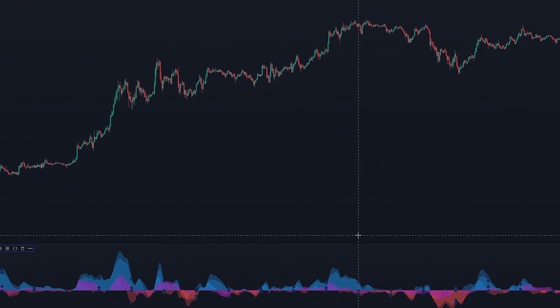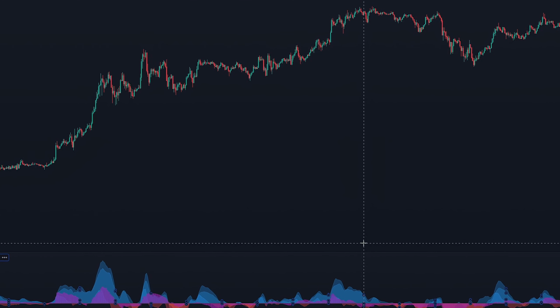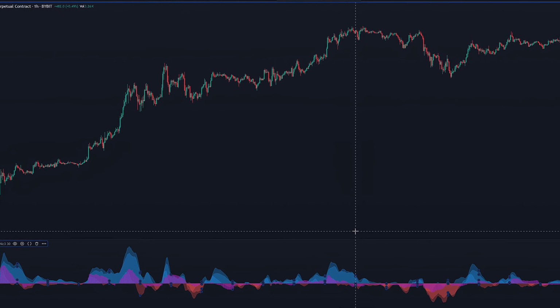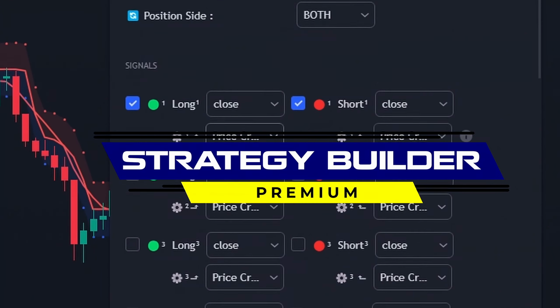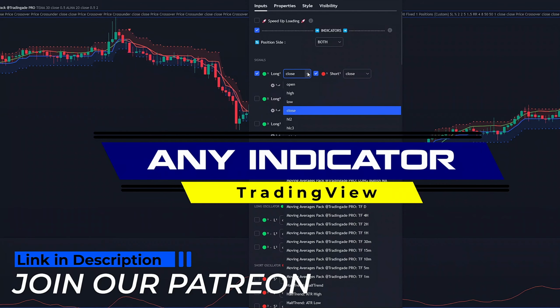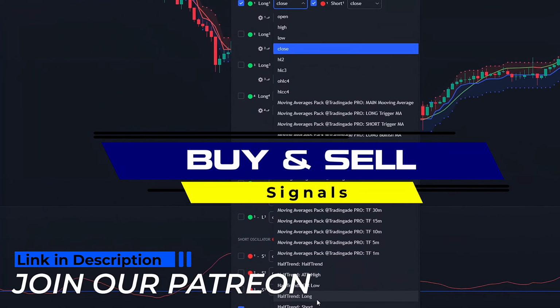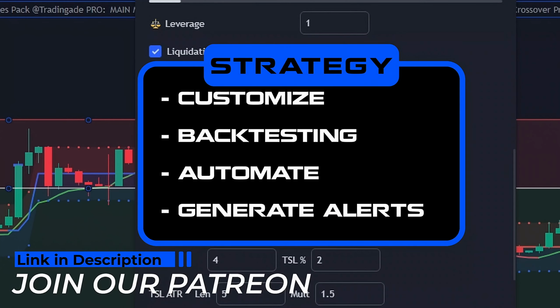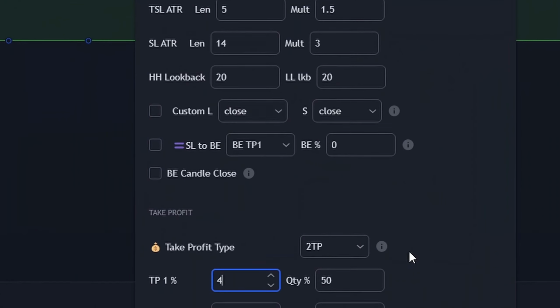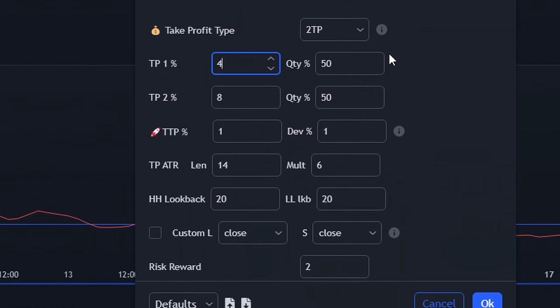Now that we understand the basics of the BAS indicator, let me show you how to combine it with the premium tool for a powerful trading strategy. And I'm talking about the Strategy Builder, a powerful tool that allows us to combine any indicator available on TradingView to generate buy and sell signals. We can backtest, automate strategies, set up alerts, and do all this cool stuff with just 2 clicks. Let's start by configuring our long positions.